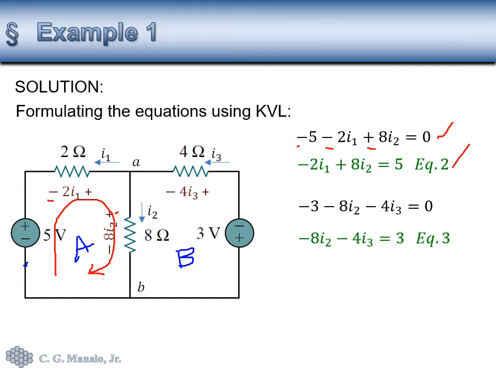And for loop B, let's say we start here and we go also clockwise. So we first encountered the negative sign of 3 volts. We put there negative. Then when we arrive at 8 ohms, we encounter the negative sign here. So we put there negative 8I2. Then for 4 ohms, negative 4I3. And then we simplify it and we get this third equation.